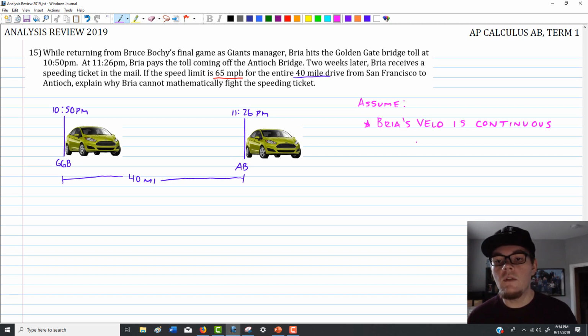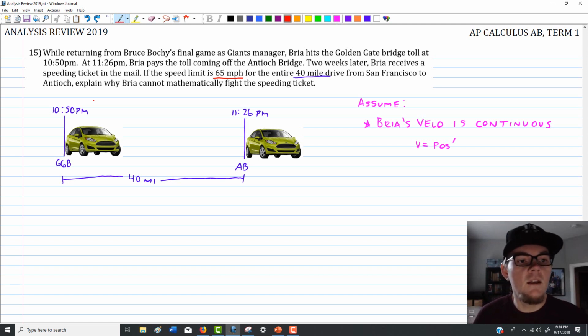And I need to remind you that velocity is equal to the position's derivative. So by saying the velocity is continuous, that's like saying the derivative of the position is continuous, which is a different way of saying that the position function is differentiable and continuous all the way through. So that allows us to apply a particular value theorem, but I'm getting ahead of myself. So a couple other things in here.